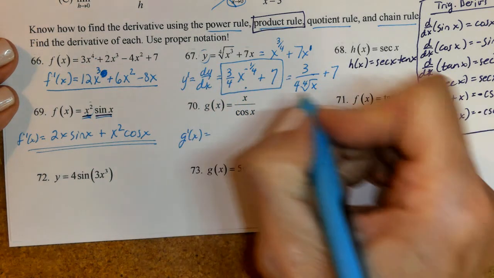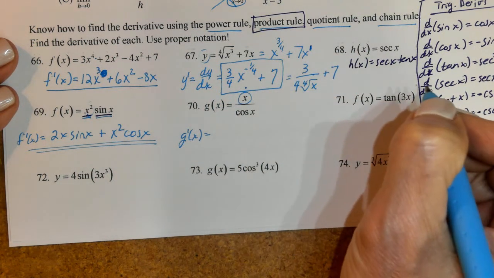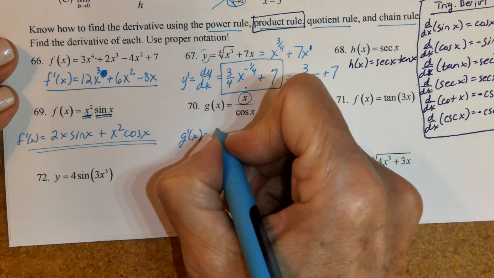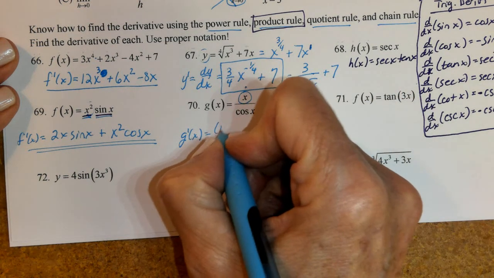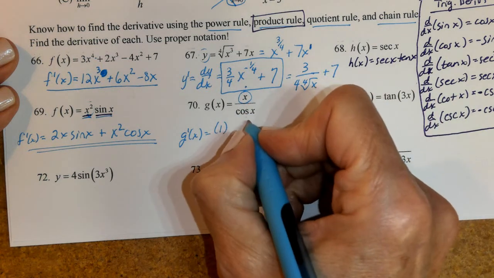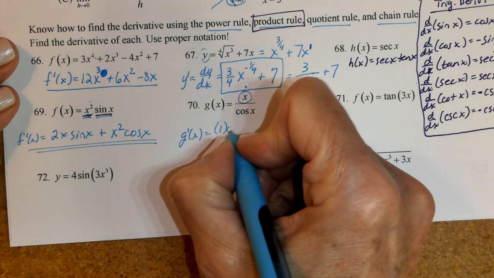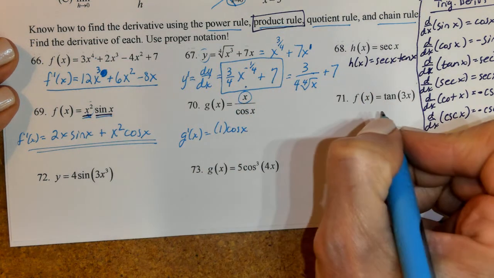Here's the quotient rule. Start on top, take the derivative. Derivative of that is 1. Okay, I think I'll just write 1. Multiply by the bottom left alone.